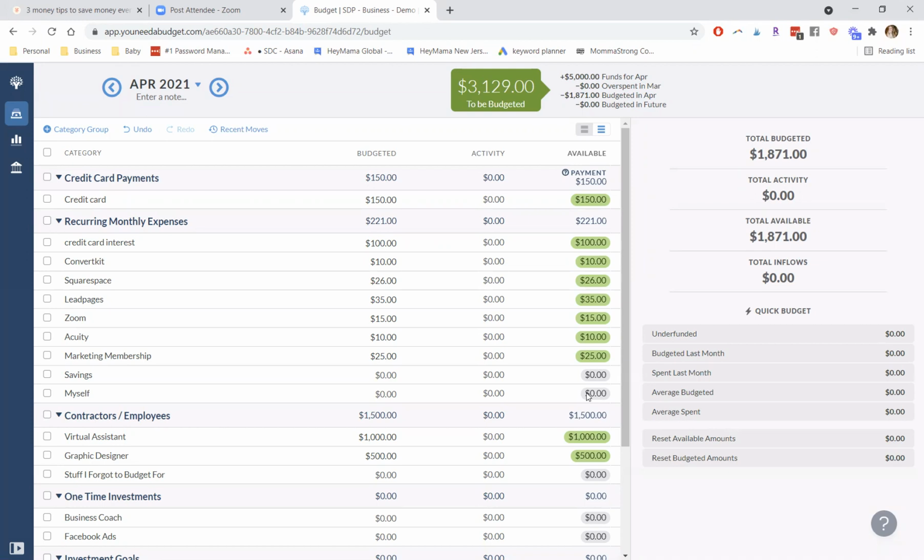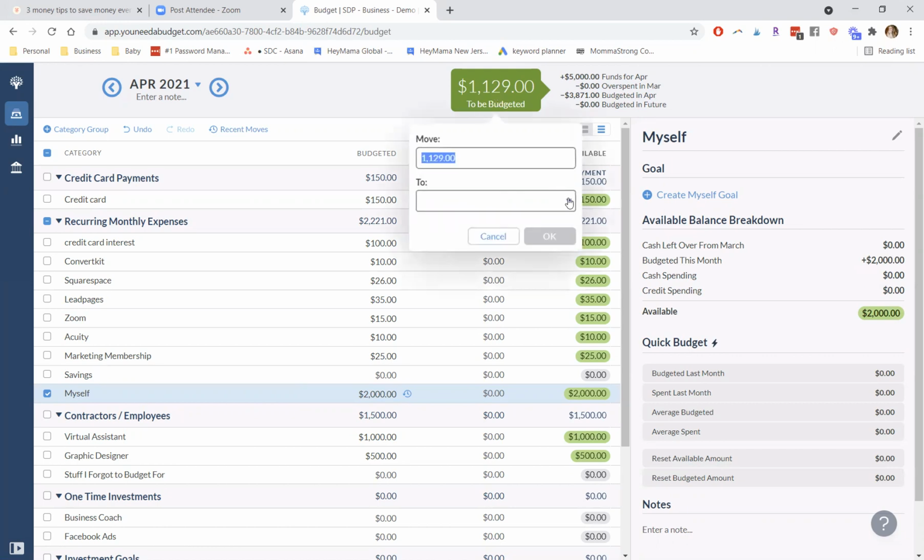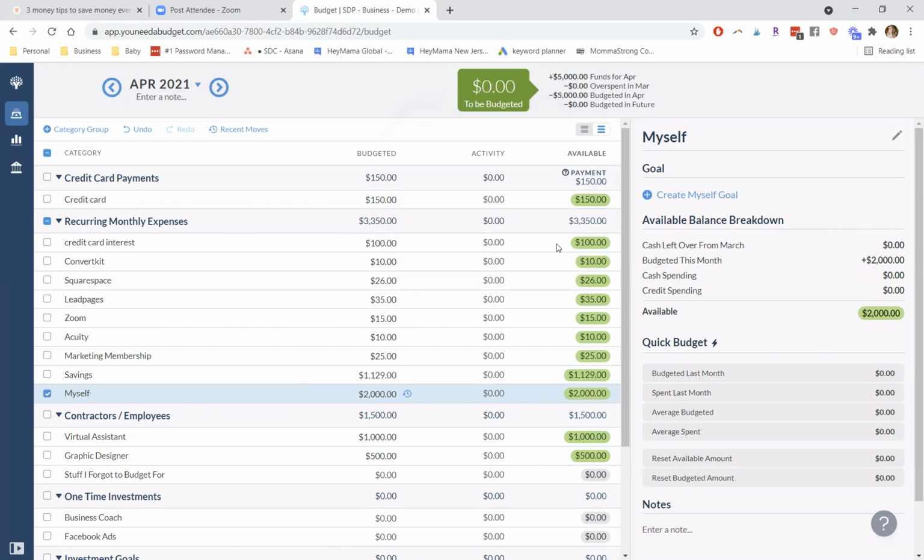But we have not paid ourselves yet for this month either, right? So let's say, for example, we need to pay ourselves $2,000 this month in order for us to pay our own personal bills. But look at how amazing this still is, right? Look at this number left. We are going to move this $1,129 to our savings. And now we are that much closer to having a beautiful 6 month savings account.